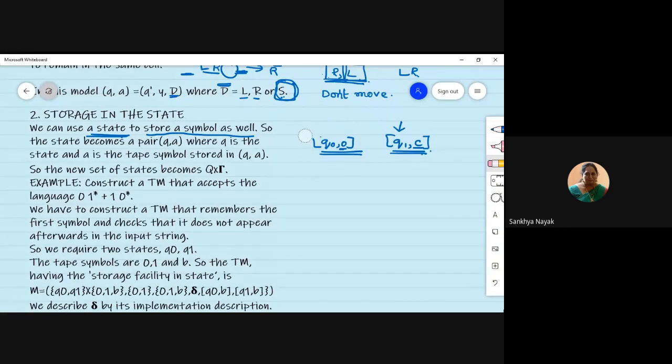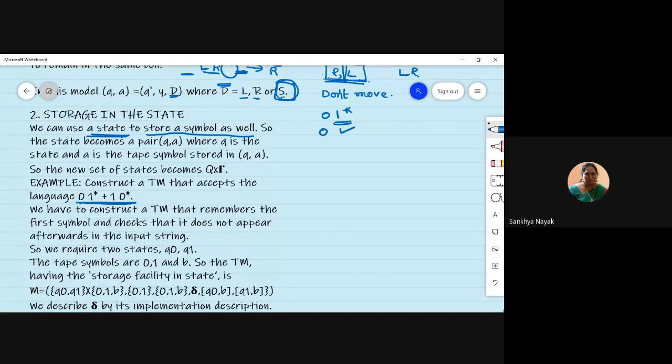Now let us see one example which is there in your textbook. All right. So in the textbook, it says: construct a Turing machine that accepts 0, 1 star or 1, 0 star. What is 0, 1 star or 1, 0 star? If I say 0, 1 star, just 0 should be accepted, correct?